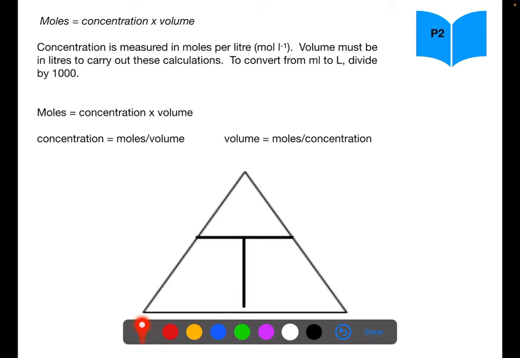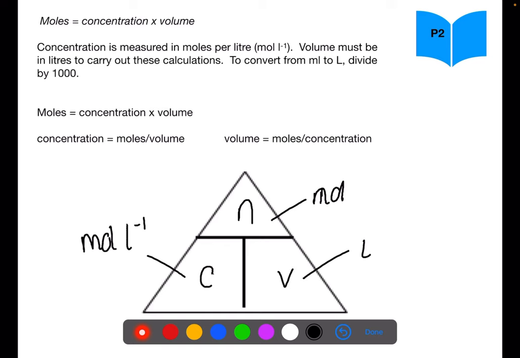Here we can see that the calculation is moles equals concentration multiplied by volume. We can rearrange this by dividing each side by volume to give concentration equals moles divided by volume, or if we divide by concentration, we have volume equals moles divided by concentration. This means that we'll have moles represented by N on the top line. We'll have concentration, which is in moles per litre, on the bottom, and volume, which is in litres, on the bottom. Remember, the horizontal line means divide and the vertical line means multiply.